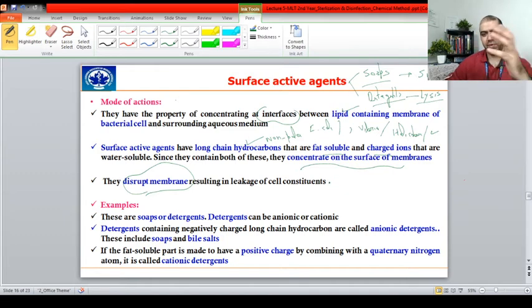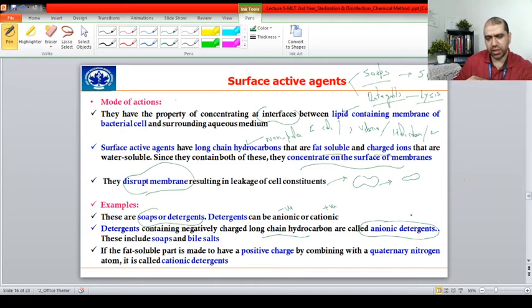It's like a balloon, and the air comes out of this balloon and that's finished. Examples: soaps and detergents. Detergents can be anionic, that's negative in charge, or they can be cationic, that's positive in charge. Cations are positive in charge and anions are negatively charged. So detergents containing a negative charge with long hydrocarbon chains, which are hydrophobic in nature, are called anionic detergents.